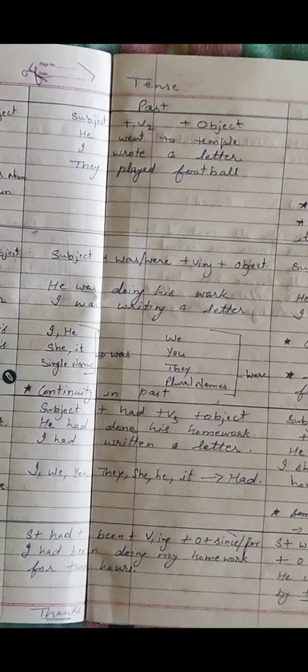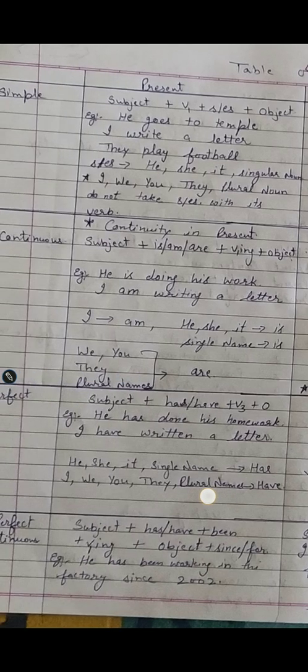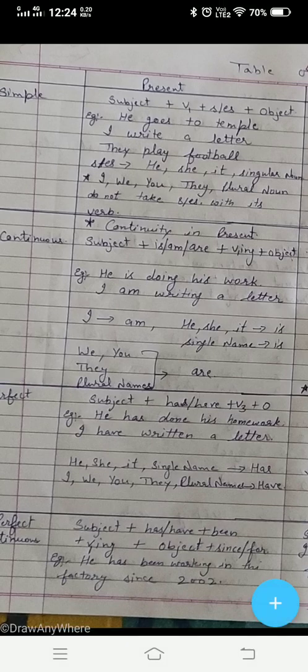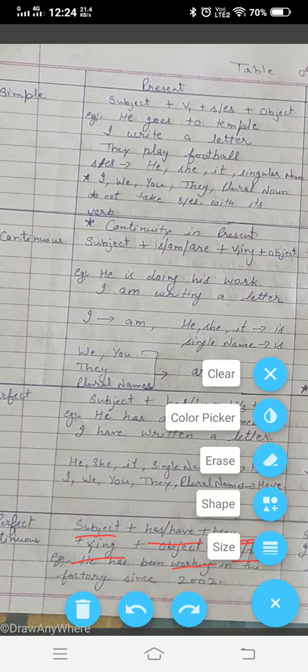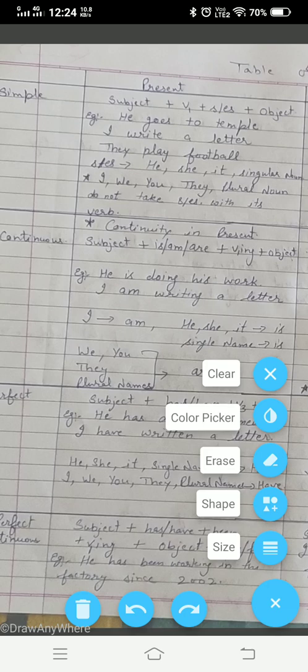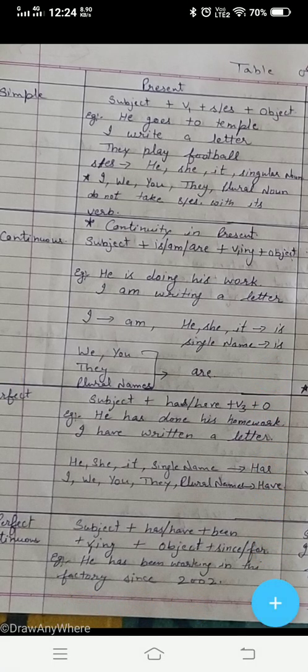So now the last one, present perfect continuous tense. Here we have subject, has or have plus been, first form plus ing, object, since and for. So now we have an example: He has been working in the factory since 2002.